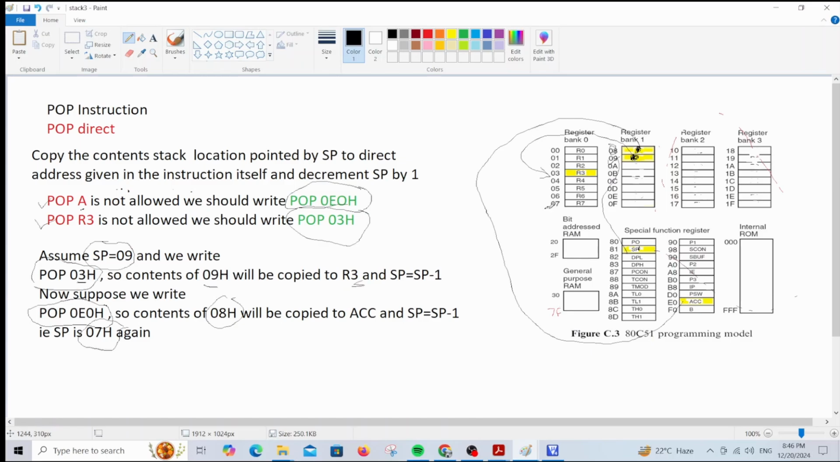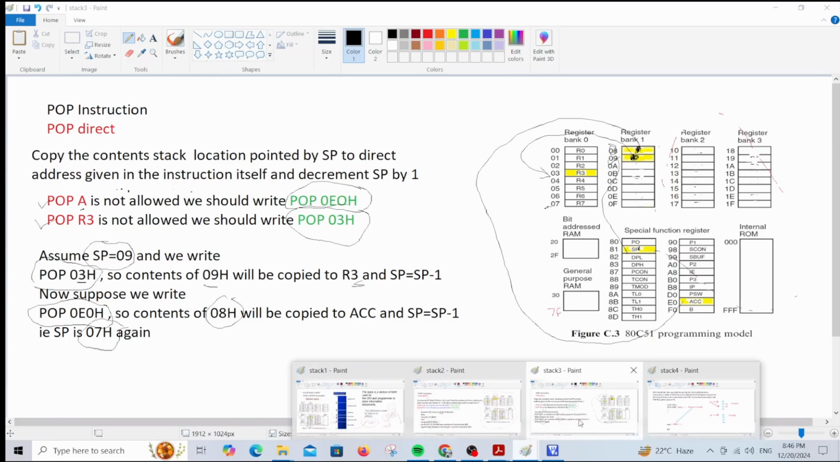In this way, when you pop, what happens? Whatever the stack pointer is pointing to, from that location the contents are copied to the direct address mentioned in your instruction, and the stack pointer decrements. In this way the pop instruction executes.